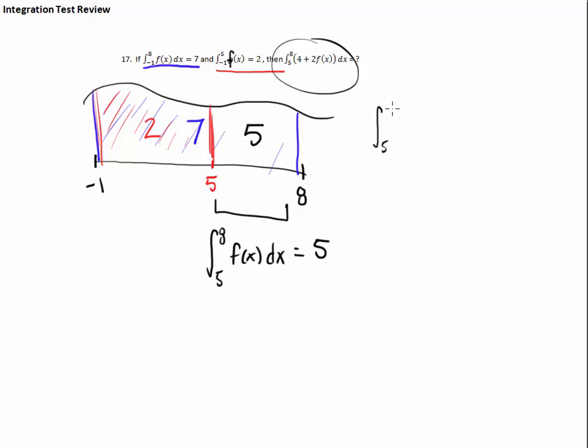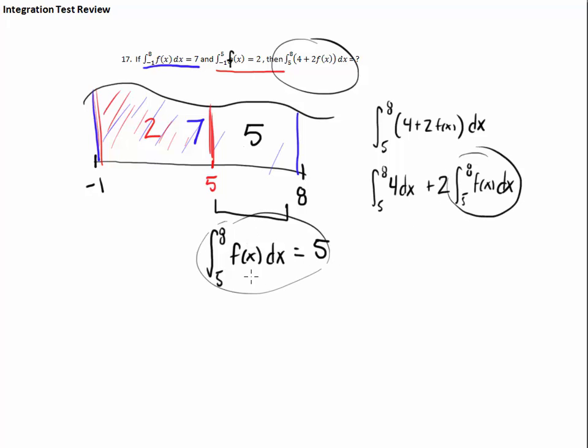We've got the integral from 5 to 8 of 4 plus 2 f of x dx. I can treat these separately, so I've got the integral from 5 to 8 of 4 plus 2 times the integral from 5 to 8 of f of x. Well, this, we just figured out what that is. It's equal to 5. So I have the integral from 5 to 8 of 4 dx plus 2 times this, which is 5.